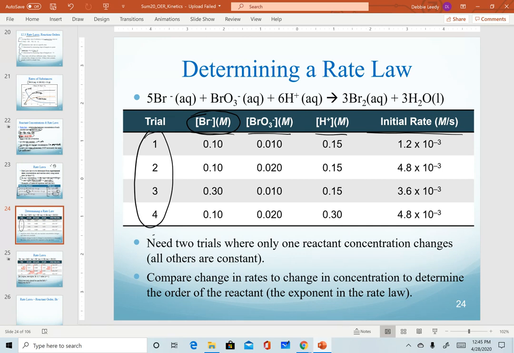So we need to find two trials where only one reactant is changing, the one that we're examining, and the other two are held constant. Then we can compare the change in rates to the change in concentrations to determine the order.